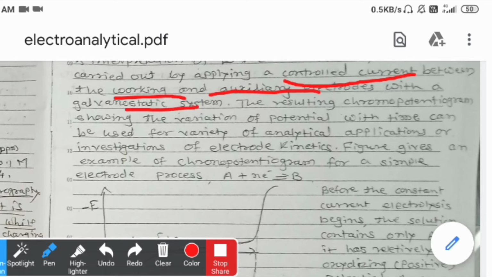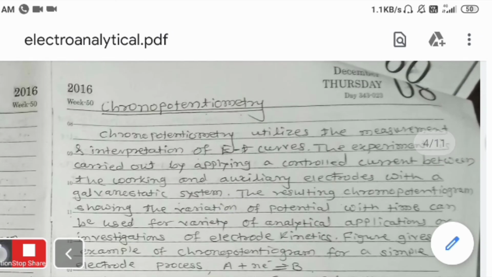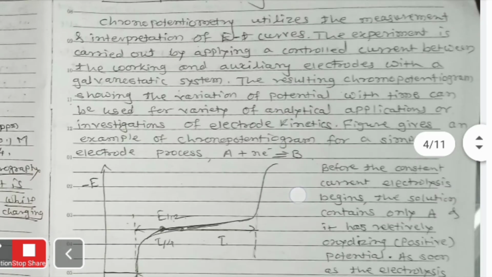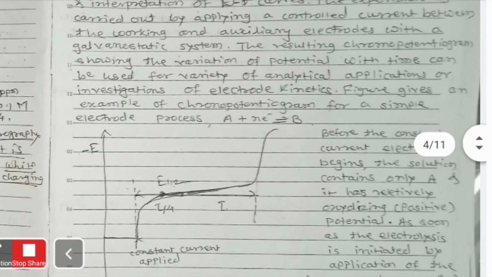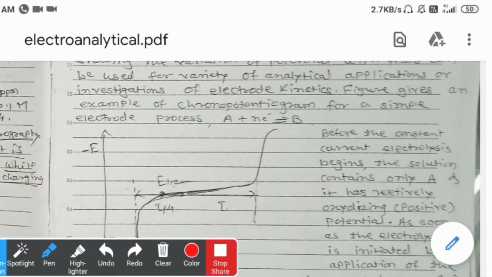The resulting chronopotentiogram, which shows the variation of potential as a function of time, can be used for a variety of analytical applications. As the name suggests, in chronopotentiometry we apply a certain amount of current and measure the potential as a function of time.